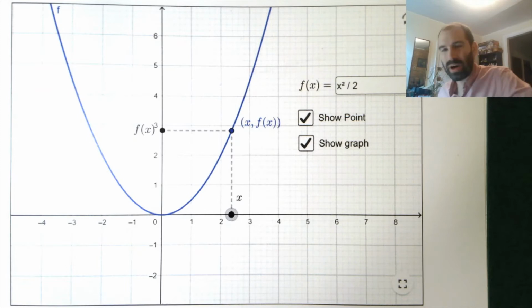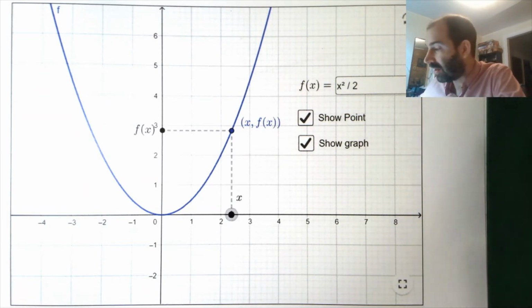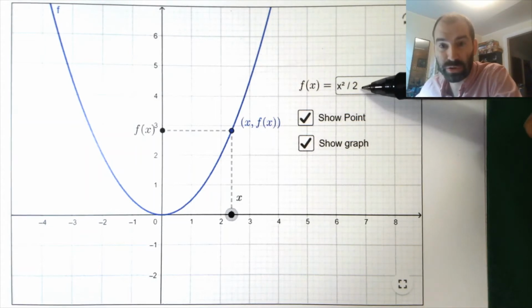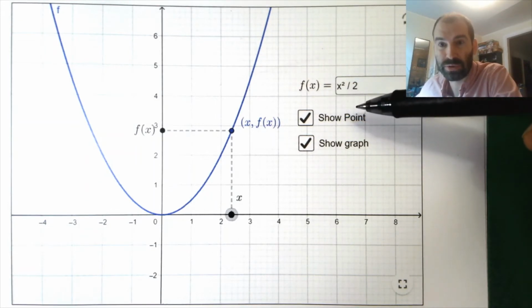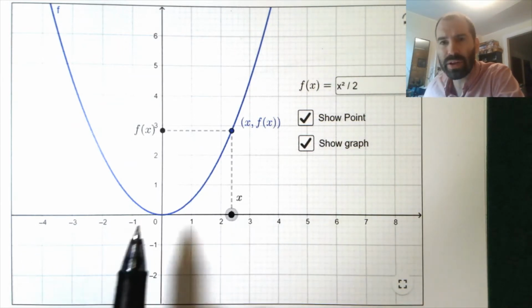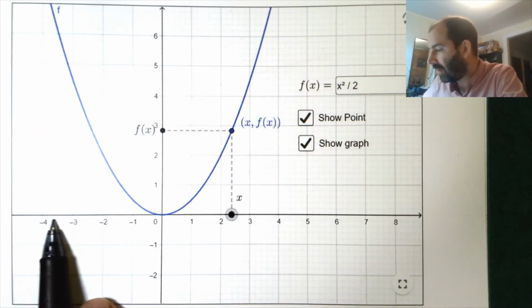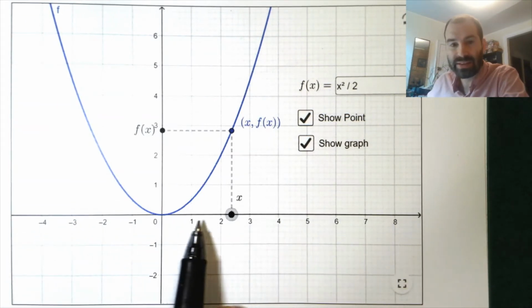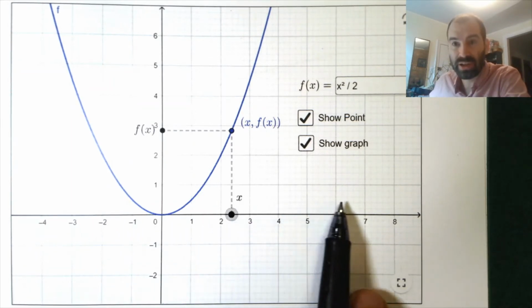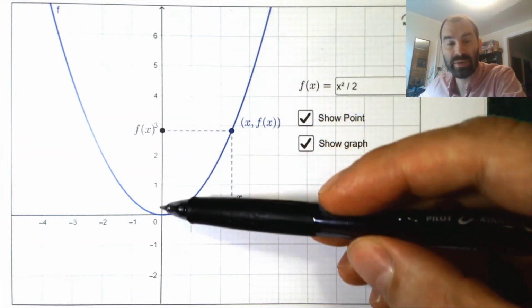Okay, so here's some of the functions that we just looked at. One of them was x squared over 2. F of x equals x squared over 2. And I want to talk about how you get the domain and the range by just looking at the graph. Okay, so remember that the domain is represented by the x-axis. It's usually the horizontal axis. And the range is represented on the y-axis, all right?